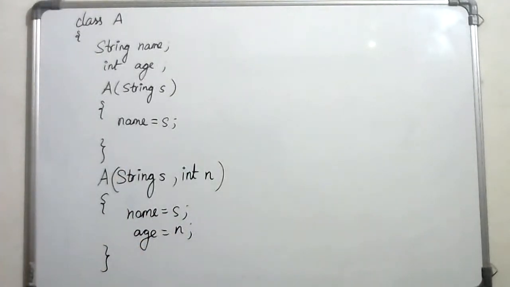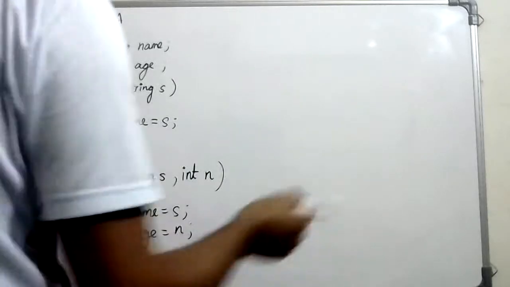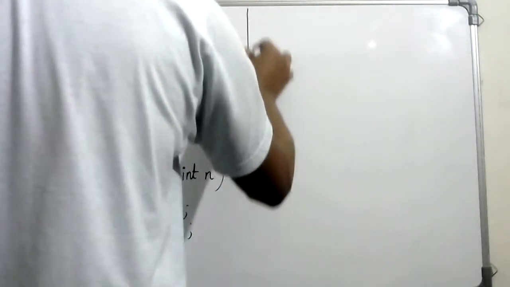Let's say I have these two constructors. The first constructor takes a single argument, therefore it has a single parameter. The second constructor takes two arguments, therefore it has two parameters. Now let's take a look at the main function.